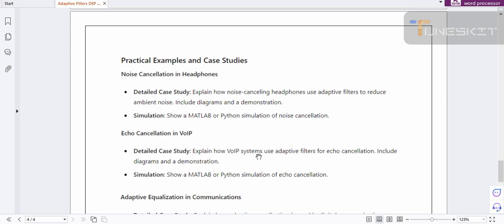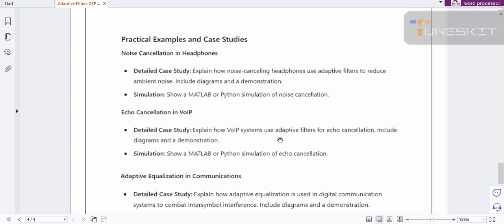So let's discuss practical examples and case studies of adaptive filters. Let's consider the first application, noise cancellation in headphones. It explains how noise cancelling headphones use adaptive filters to reduce ambient noise, that is, environmental noise around us, including diagrams and a demonstration.